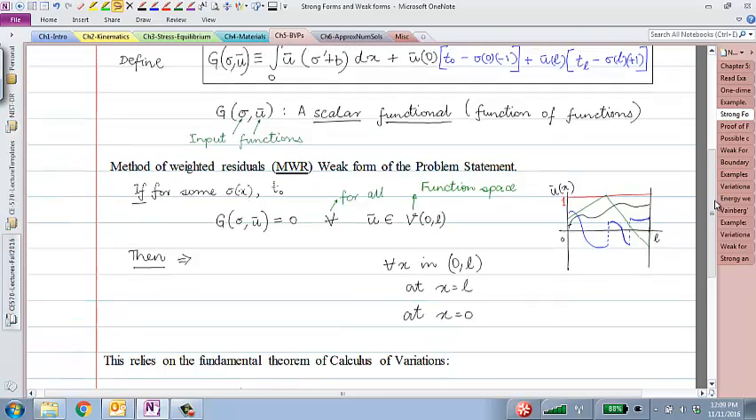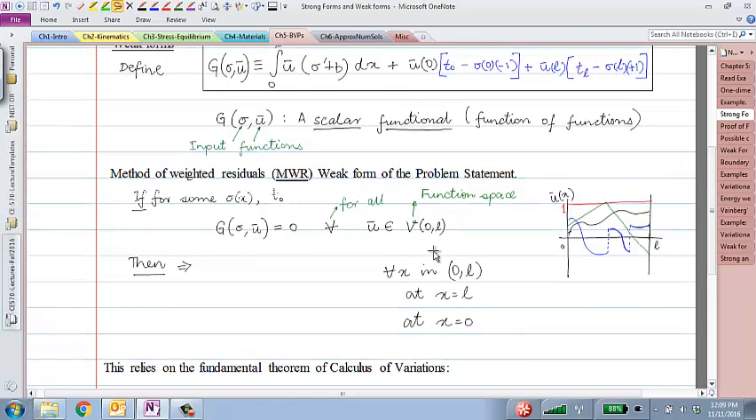But okay. So here we are saying that this functional goes to 0 for all possible U bar. The only way that can happen is if the things in the brackets are 0. So I'll write that again. Sigma prime plus b equal to 0. And the boundary condition at x equal to L is, we write that in blue just to be consistent, TL is equal to sigma L acting at +1, and at x equal to 0, T0 is equal to sigma at 0 acting on the normal at the left end.